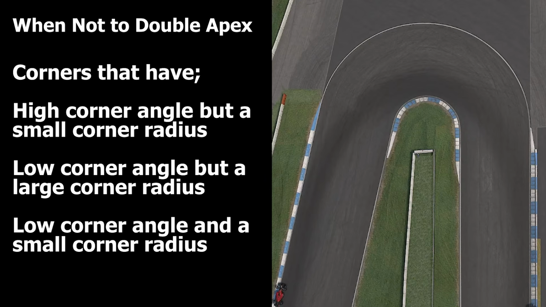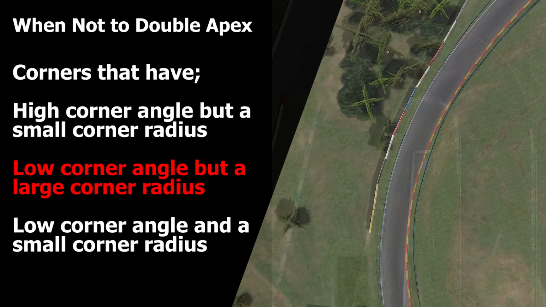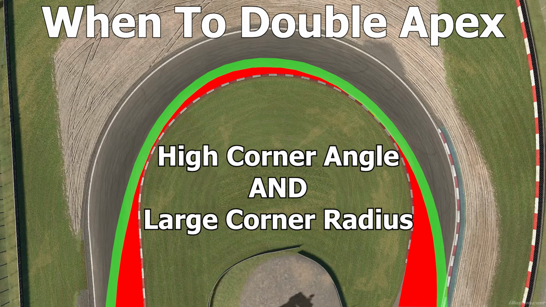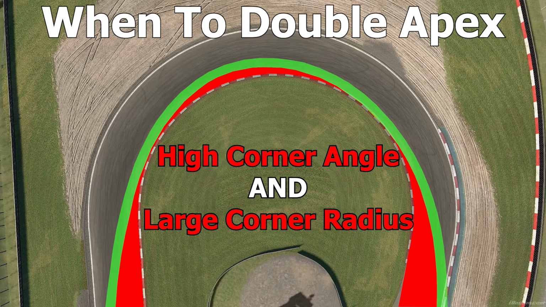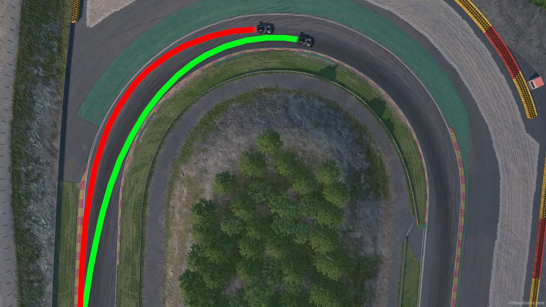A high corner angle over a short radius, for example a tight hairpin, is never going to be faster with a double apex, and neither is a corner with a low corner angle over a larger radius. But combine the two and a double apex will almost always be the fastest approach, because the advantage of a double apex corner is that it allows you to do a lot more braking within the corner, meaning we can start braking later and carry more entry speed than if we tried to take a late single apex approach to the same corner.